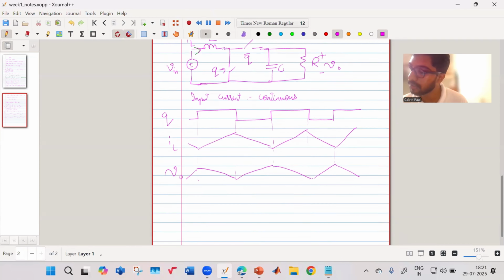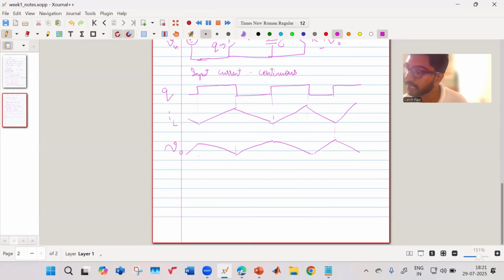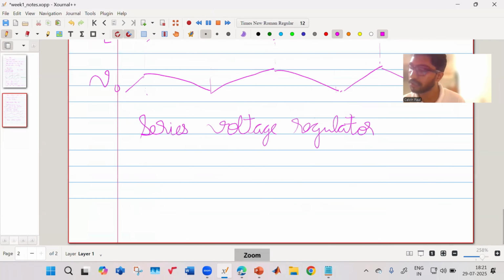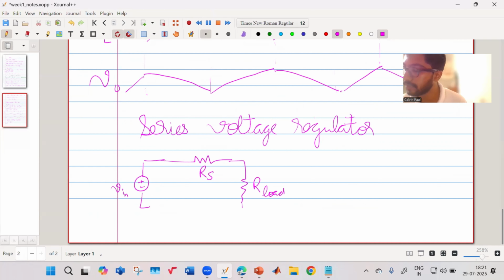Next, we have the series voltage regulator. The series voltage regulator circuit is: you have some input voltage like this, you have some resistance in series, and you have your load resistance over here. So this is the current which is actually flowing, and you want to maintain some voltage at the output.